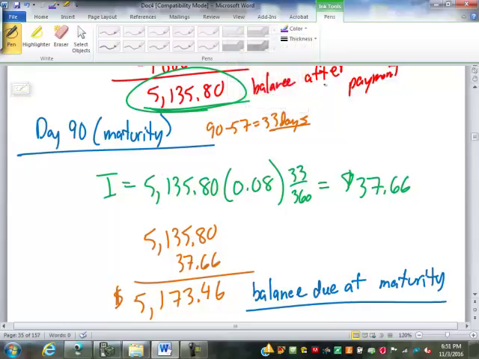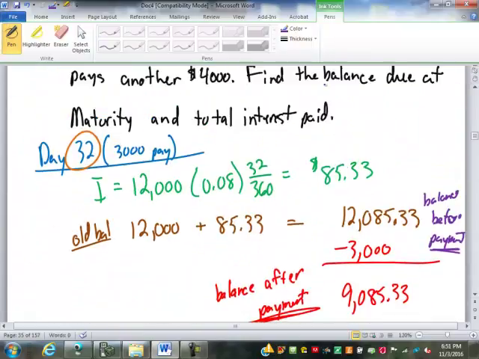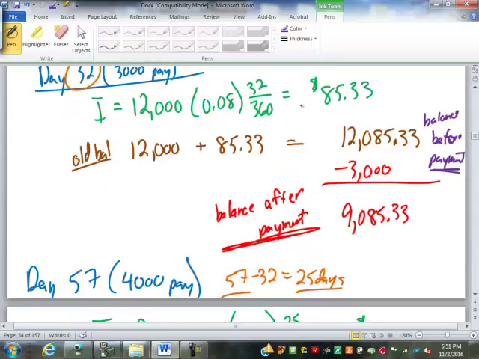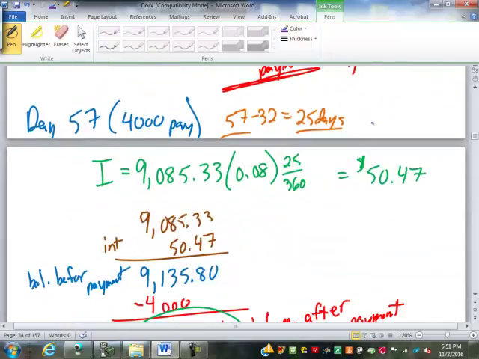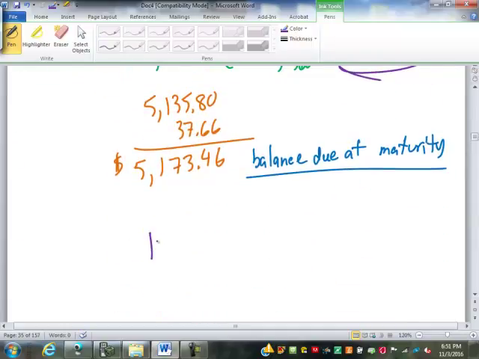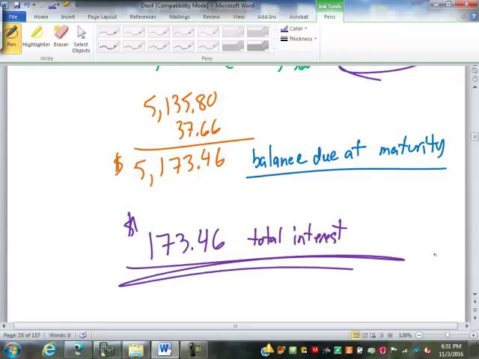There was one other thing I had asked for. What was it? Total interest paid. So we have to add up 85.33, 50.47, 37.66 should give us a total interest of $173.46. Yes? Any questions?